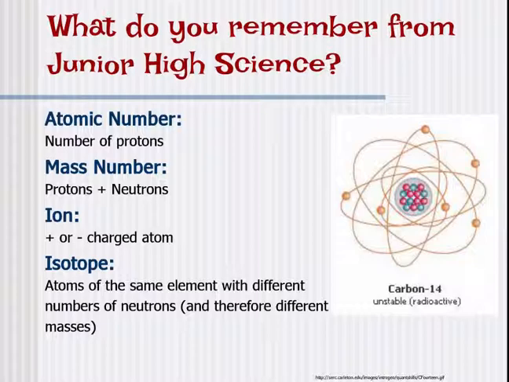The difference between carbon-12 and carbon-14 is that carbon-12 has 6 protons and 6 neutrons, whereas carbon-14 still has 6 protons, but this time it has 8 neutrons, and that's the primary difference between carbon-12 and carbon-14, and that makes it radioactive.